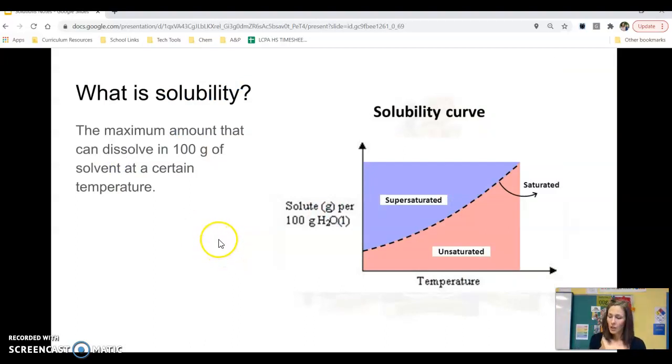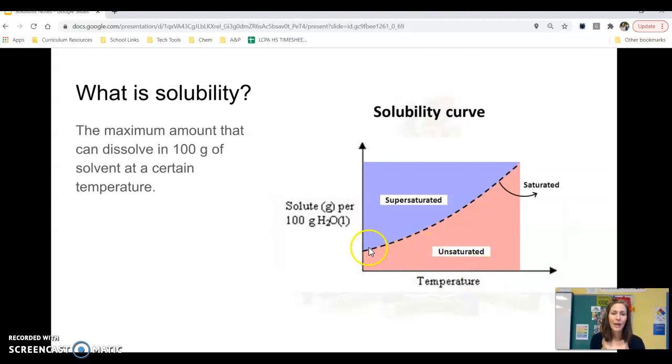Solubility is the maximum amount that can dissolve in 100 grams of solvent at a certain temperature. So temperature is really important when we talk about solubility. Think about hot tea versus cold tea. You can dissolve a lot more sugar in hot tea than you can in cold tea. That's because as we increase temperature, solubility usually increases. There are a few cases where that isn't true, but usually as we go to the right here, our solubility is going to increase.